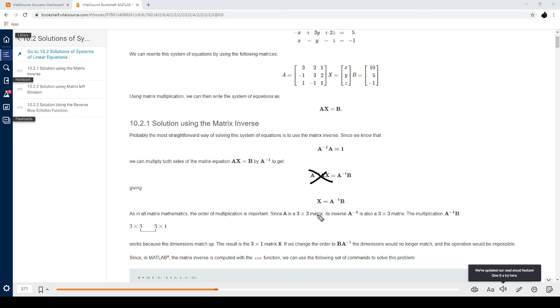is because remember, these have to line up. If you remember in our very first section, it was the multiplication chapter, these two middle ones have to be the same. And it says if you change the order, it will no longer match. So you have to do it in this way. So yeah, that's basically it.